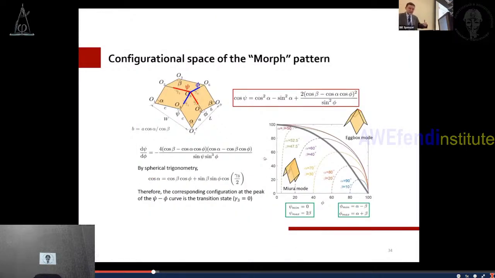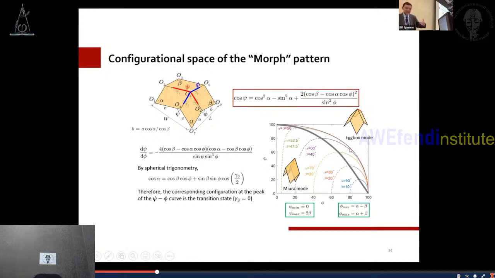So we can do the derivations here, expressing this angle psi in terms of phi and the angles of the pattern, and we can derive this analytically and get the expressions that we have seen here. We can look at this configuration space, the angle psi versus phi. What we can see is that, for example, to the right of the gray line we are always in an egg box mode. Here in gray is a transition region, and then here will be a Miura mode.